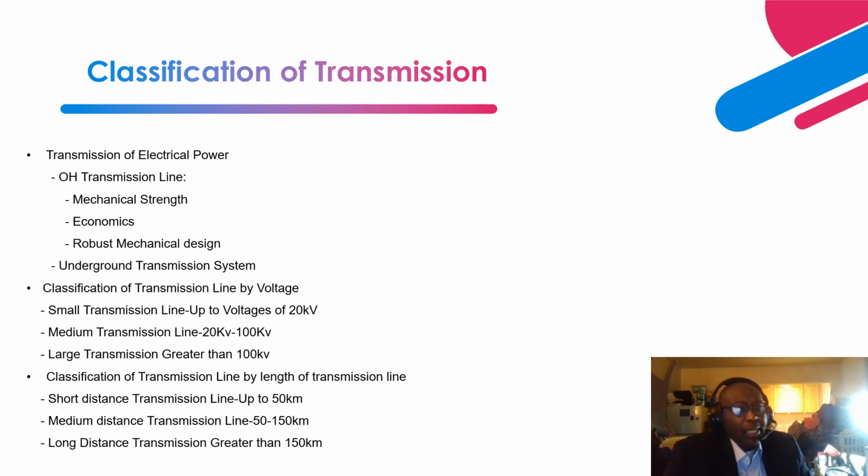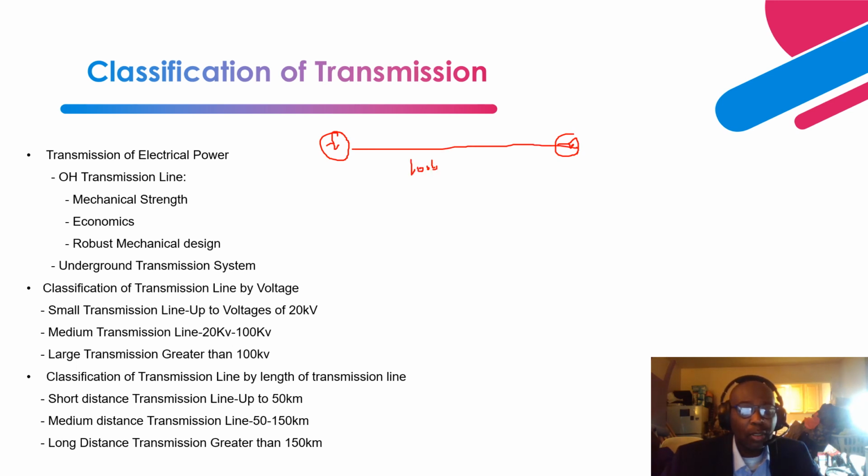Okay, so now let's talk about classification of transmission line. As you know, a transmission line allows the transmission of electrical power over several hundreds, thousands of kilometers, right, from the sending end to the receiving end. So you have the sending end, you have the receiving end, and this is several hundreds of miles or thousands of kilometers, with spans of towers across the entire length of the transmission line.